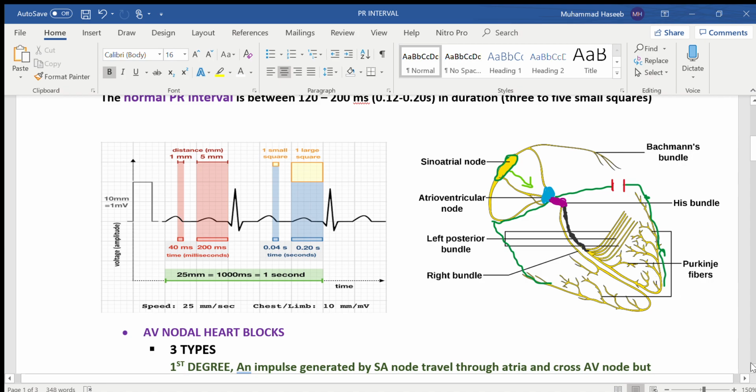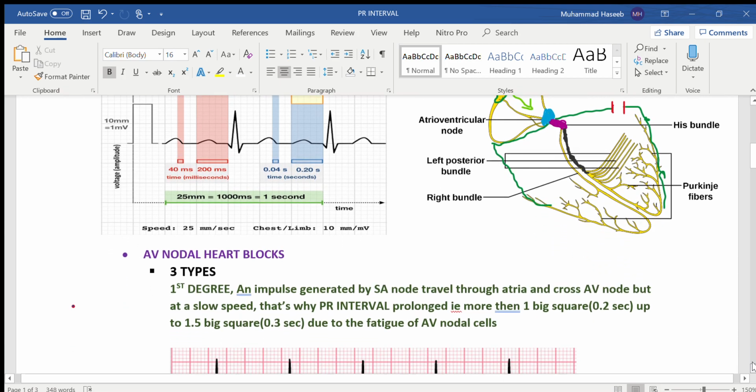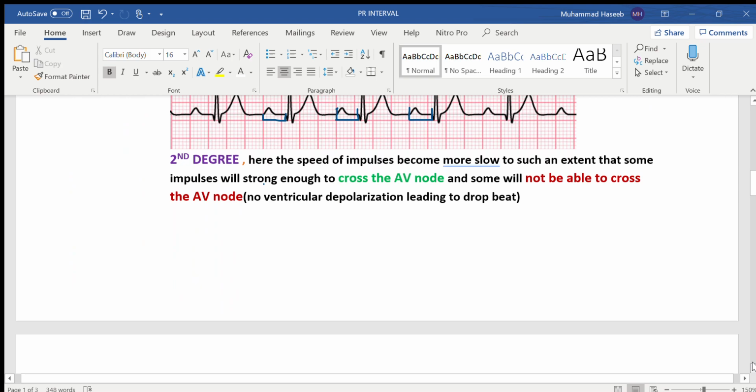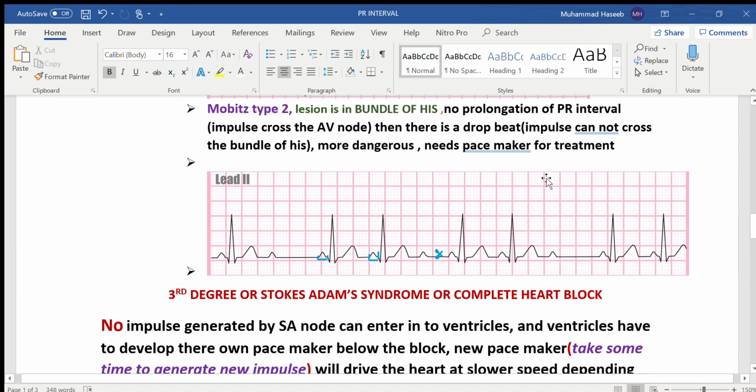Now, back to the written area. Mobitz type 2: the lesion is in the bundle of His, with no prolongation of the PR interval. In Mobitz type 1, there is a gradual prolongation of the PR. Here, no prolongation of the PR interval. The impulse crosses the AV node.